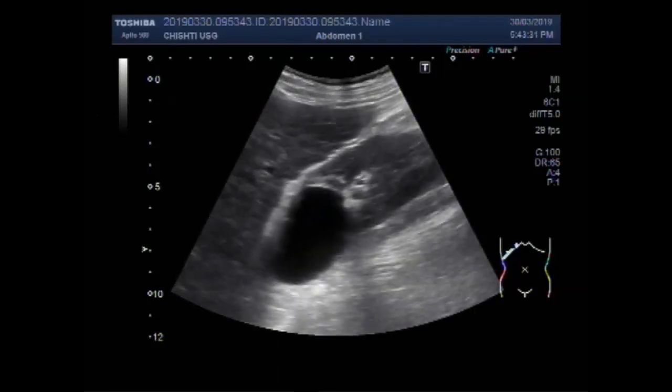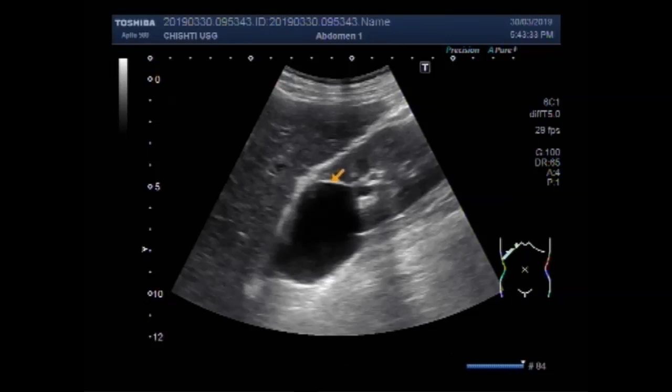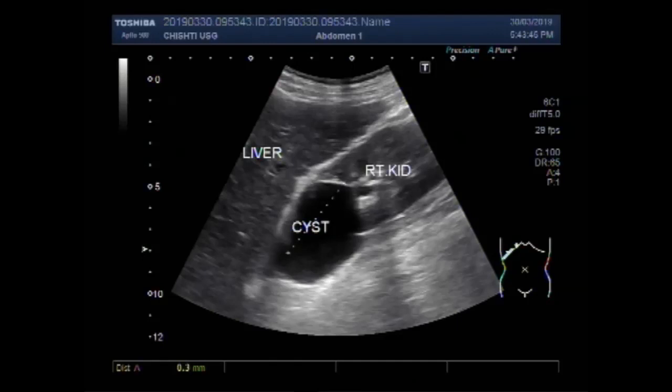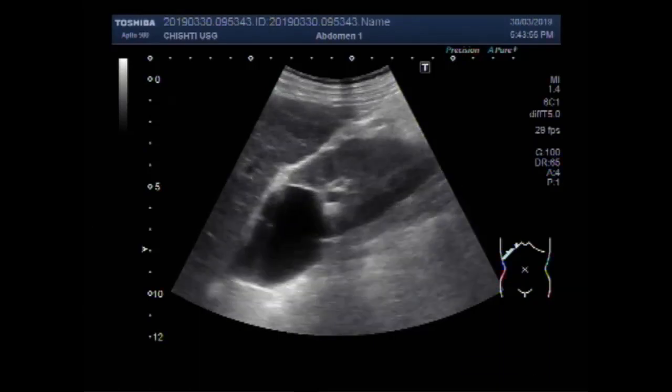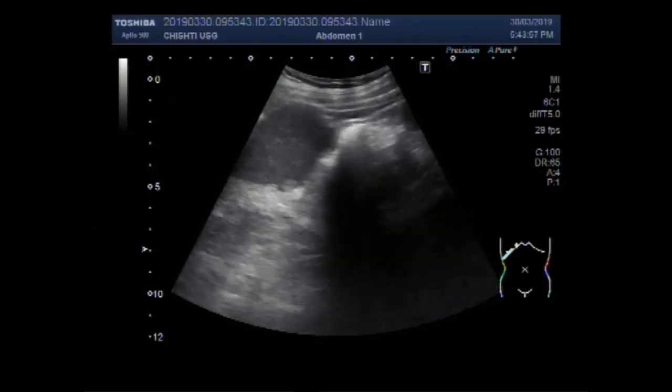Now this is a cyst in the right kidney, a cortical cyst. This is the cyst, and this one is the right kidney, and this is the liver. The cyst measures about 5.6 by 4.4 centimeters.